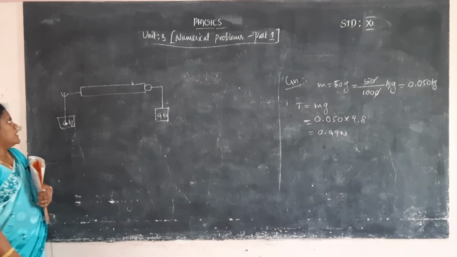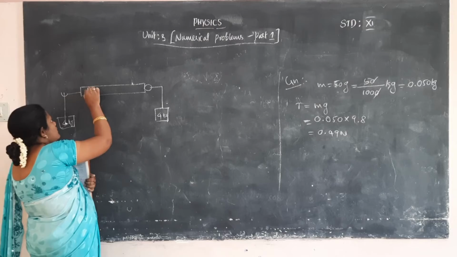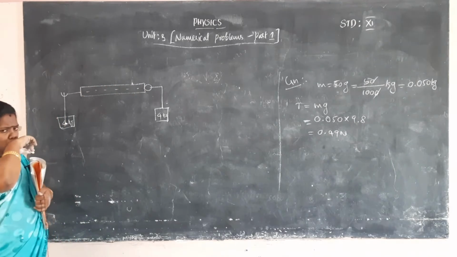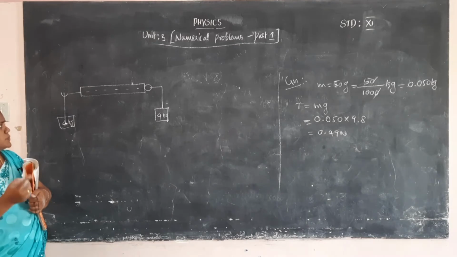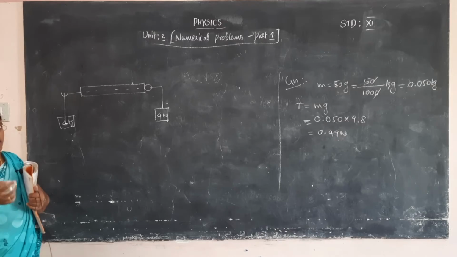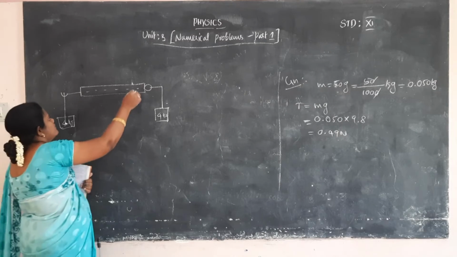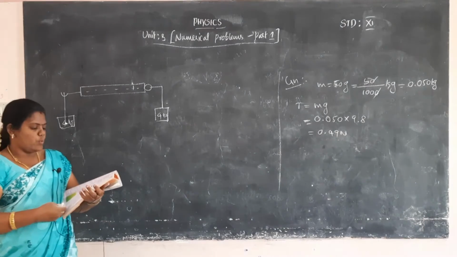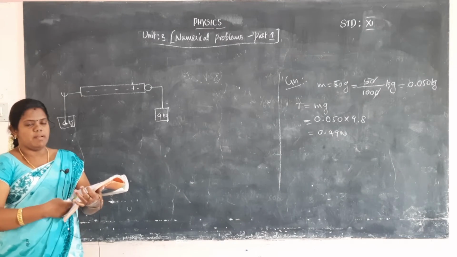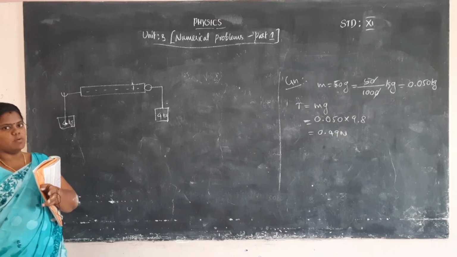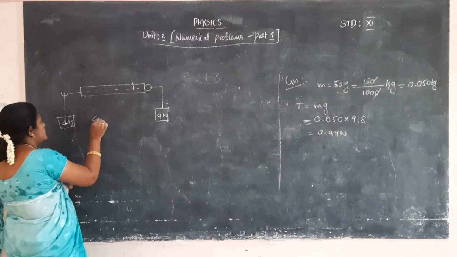The spring balance has two sides. The spring is attached in the middle. Okay, on the two sides of the spring balance, 4 kilogram is attached. So will it give any reading in the spring balance? No reading is there. So the spring balance reading is 0, because both sides are equal. So the spring balance reading is 0.